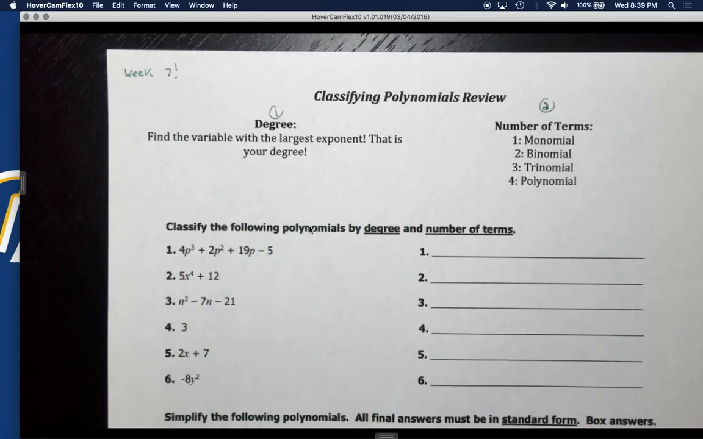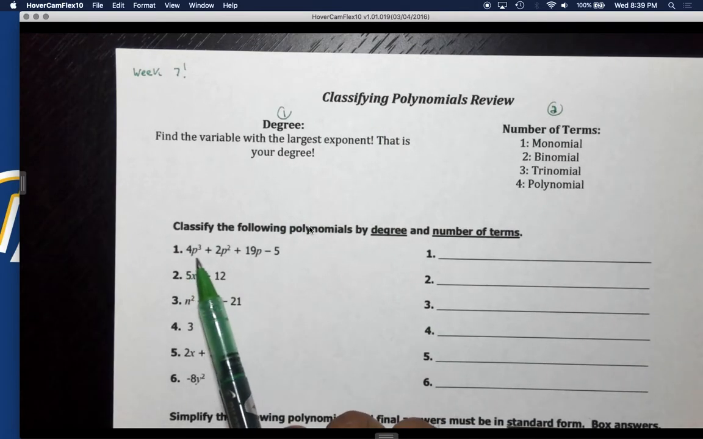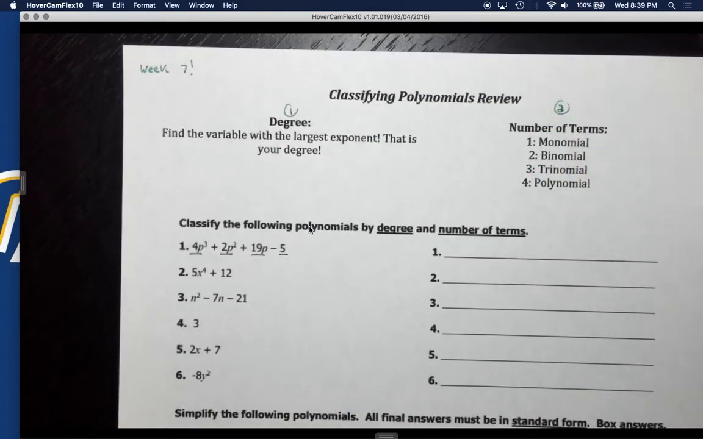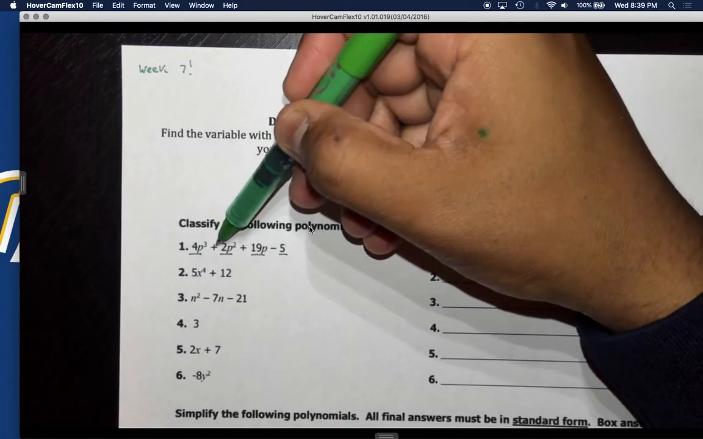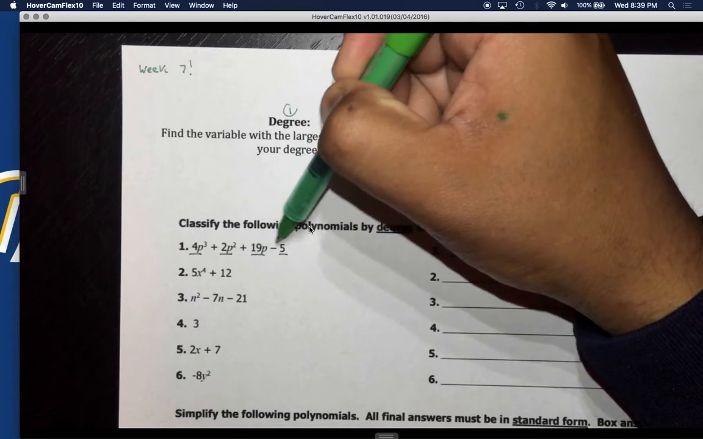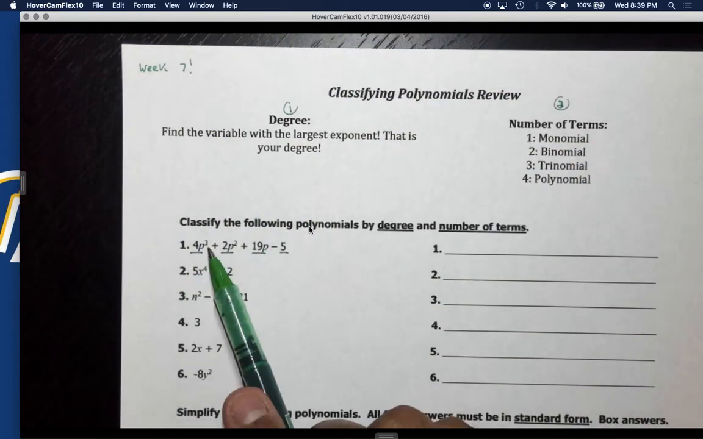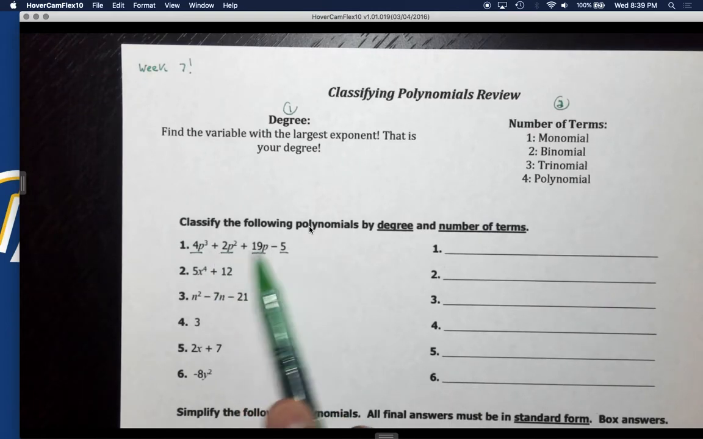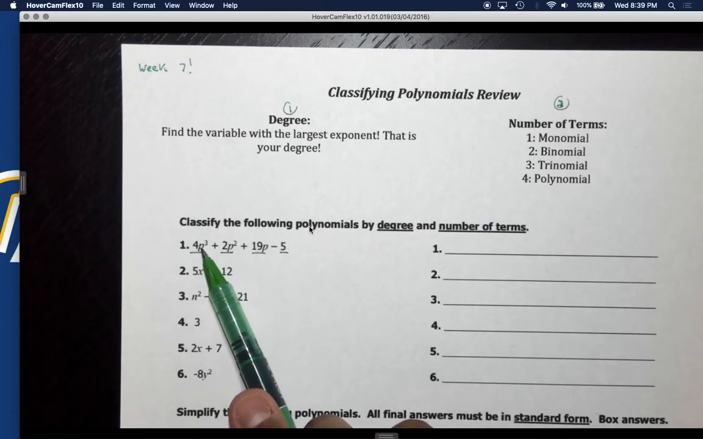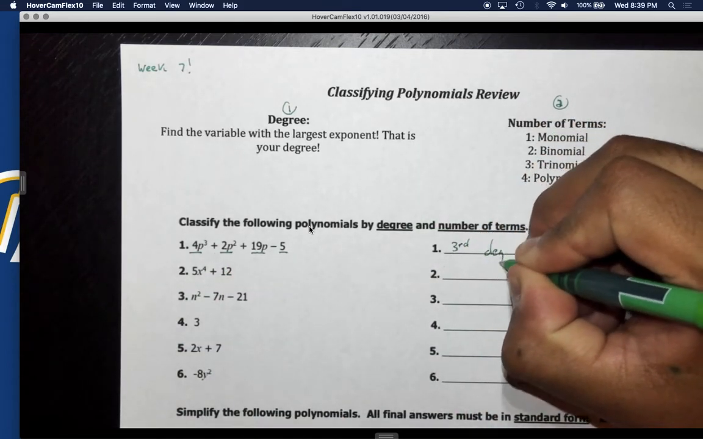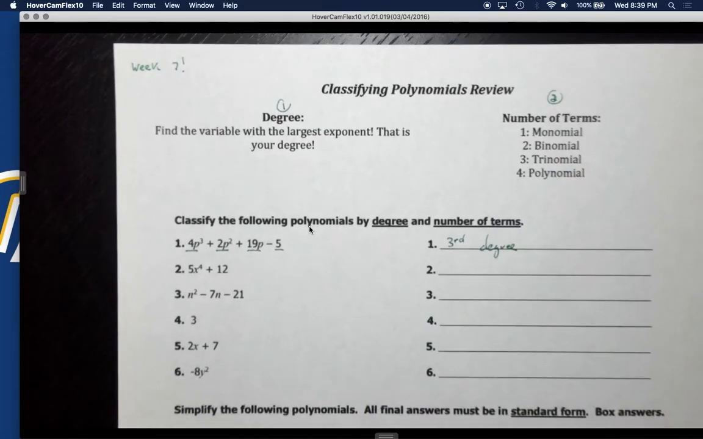So let's just go through all these and find the degrees. Remember, a term is everything that's getting added or separated by a subtraction or a plus. So there's a plus, and a minus. These are the terms in between. It's 4p squared, 2p squared, and so forth. Look for the variable, the p, that has the biggest exponent. That p has the biggest exponent because it's a 3. That means that this is a third degree. As simple as that.